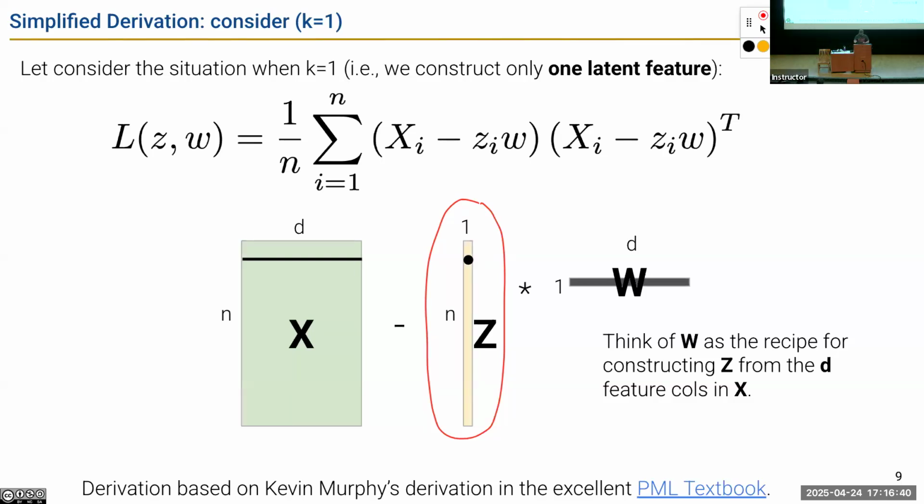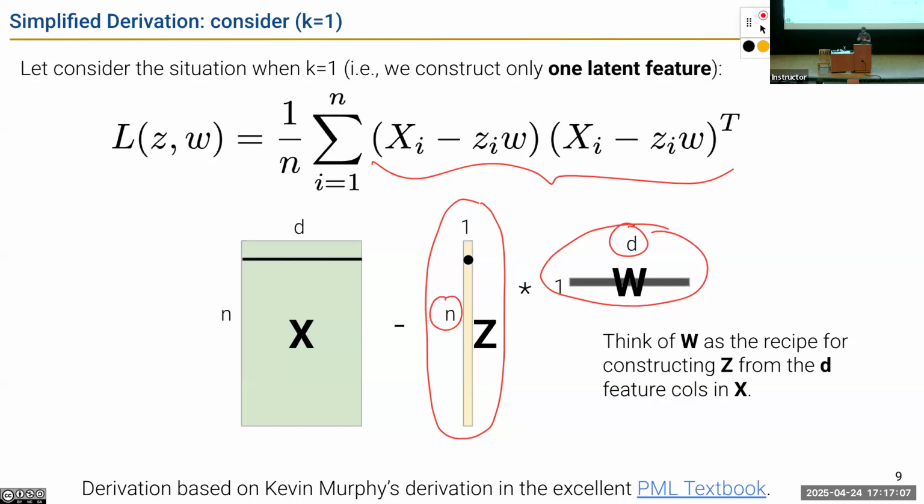Then W will be a single row. We're going to have one principal component, and one column of latent features. When you multiply these two things, you'll get a matrix that's n by d. That's our reconstructed X. So our loss function can just be expressed this way: sum of squared distances between the two vectors. All right, so let's actually run part of this optimization.